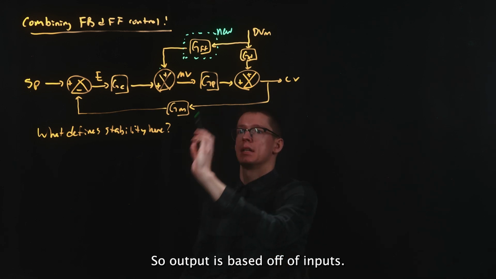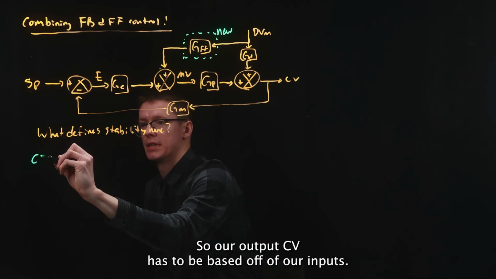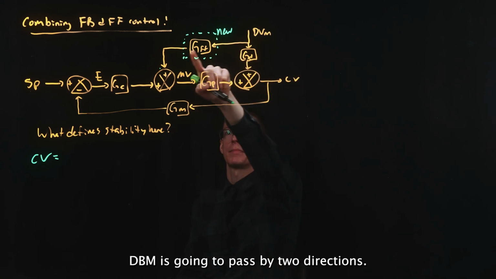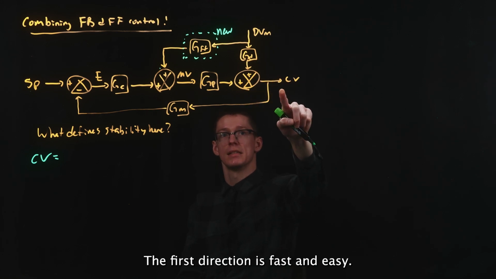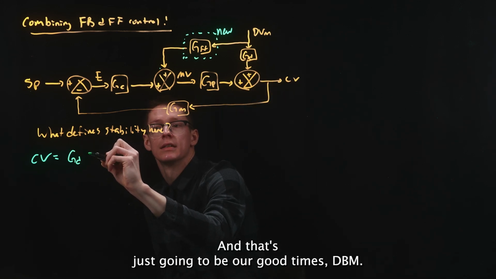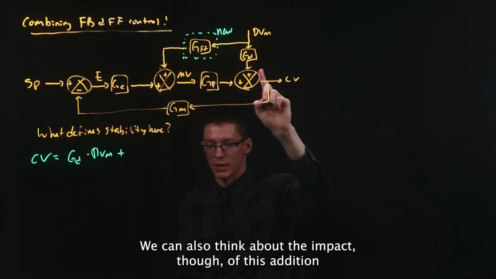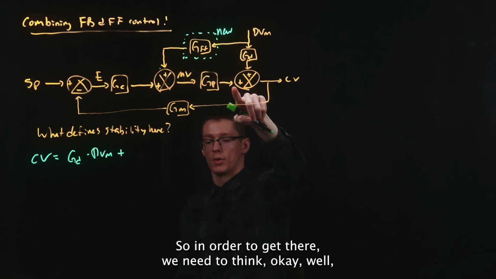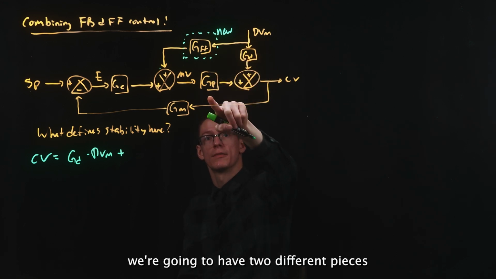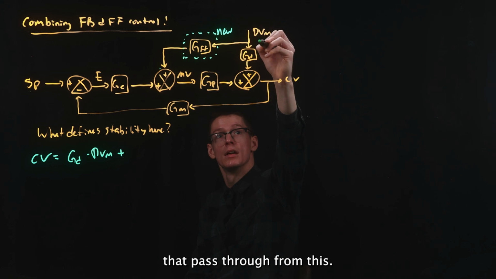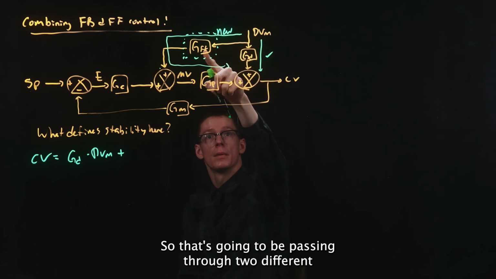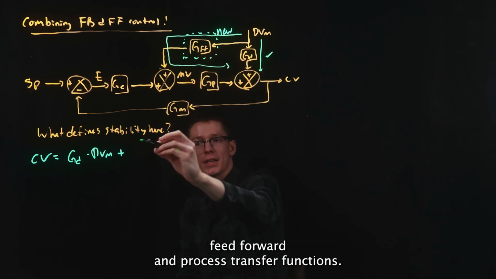So output is based off of inputs. So our output CV has to be based off of our inputs. Well, let's start with DVM. DVM is going to pass by two directions. The first direction is fast and easy, and that's just going to be our GD times DVM. We can also think about the impact, though, of this addition here based on this direction with the process. So in order to get there, we need to think, okay, well, we're going to have two different pieces that pass through from this. We did that way. We need to now do this way. So that's going to be passing through two different feed forward and process transfer functions.